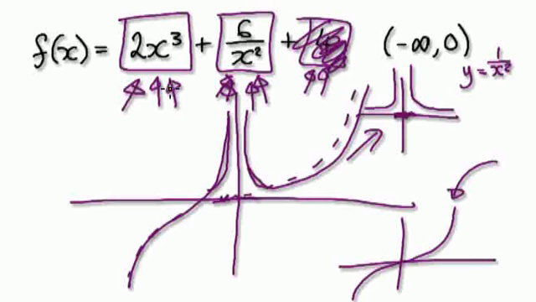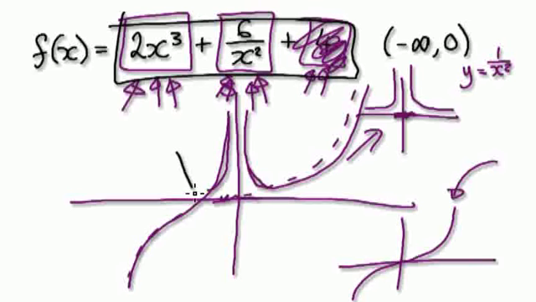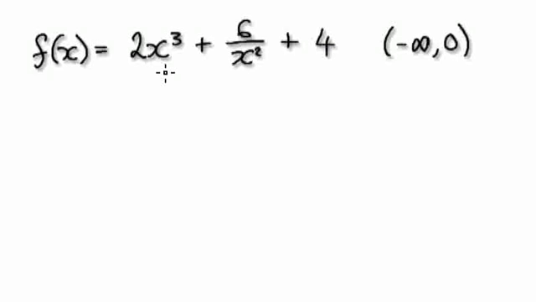Okay, so the point here is to show that this function only has one solution. Well, according to our sketch, it has exactly one solution in the region of minus infinity to 0. Okay, so in this region here, it only has one zero. Well, anyway, show that this only has one zero. Use the mean value theorem. Okay, so press pause and have a go.